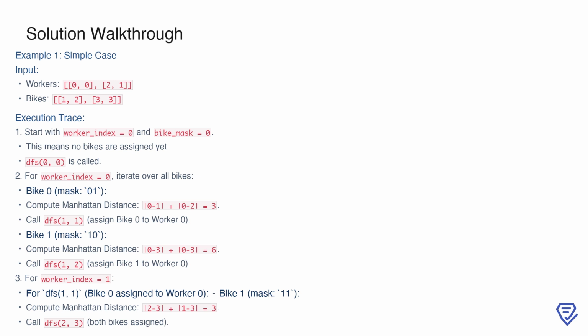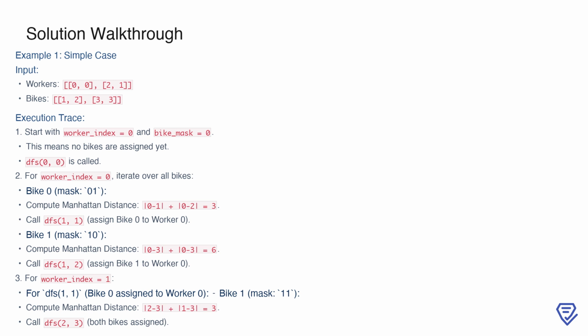For the first worker, we iterate over all available bikes. Assigning bike 0 to worker 0 involves calculating the Manhattan distance, which is the absolute difference of their x-coordinates plus the absolute difference of their y-coordinates, 0-1 plus 0-2 equals 3. The function then recursively calls DFS with worker_index incremented to 1 and the bike_mask updated to 1, signifying that bike 0 is now assigned. Similarly, assigning bike 1 to worker 0 results in a Manhattan distance of 0-3 plus 0-3 equals 6, and the function makes another recursive call with worker_index as 1 and bike_mask updated to 2.